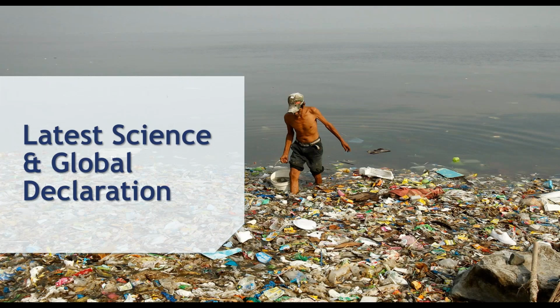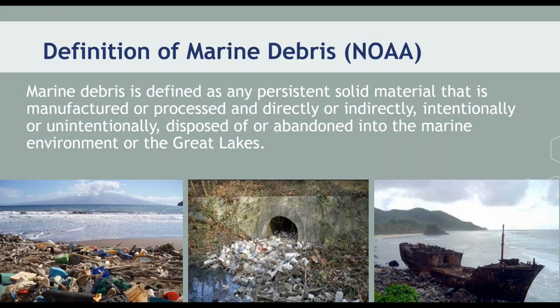So a little bit on the latest science and the global declaration. According to NOAA, the official definition of marine debris is any persistent solid material, manufactured or processed, directly or indirectly, intentionally or unintentionally disposed of, or abandoned in the marine environment or the Great Lakes. So just to get us all on the same page, typically when we talk about marine debris, we're usually talking about packaging, but it does also include derelict vessels, derelict fishing gear, other types of storm debris from the hurricanes we've recently had.